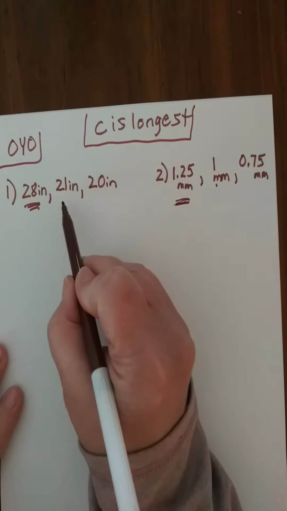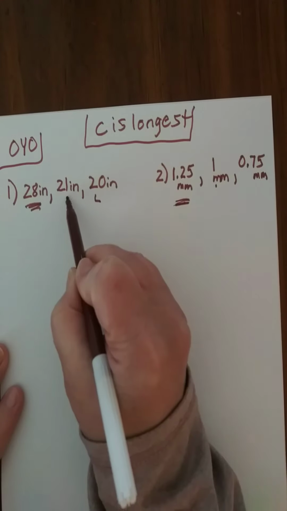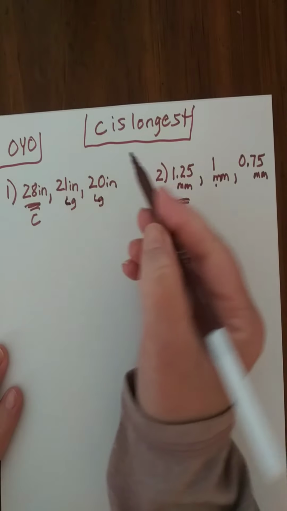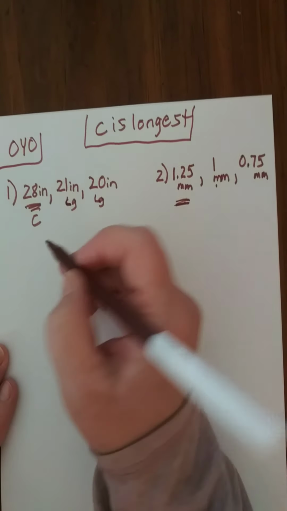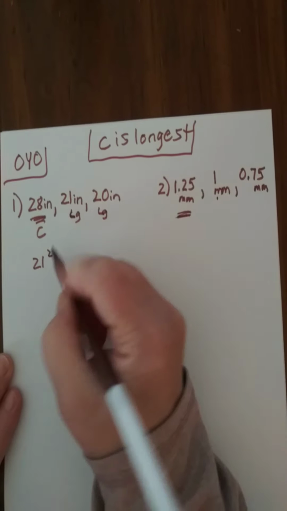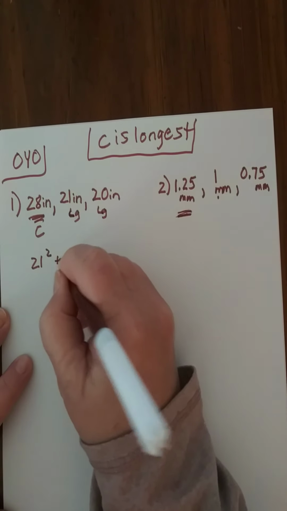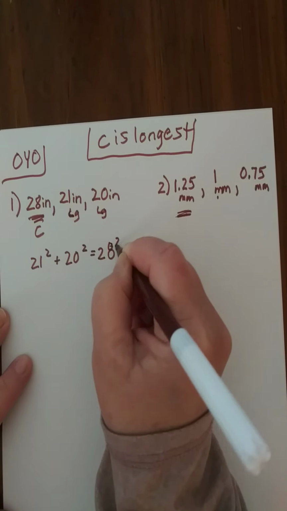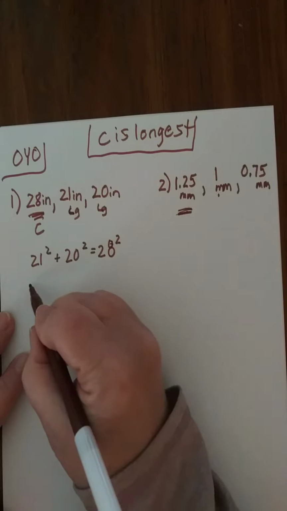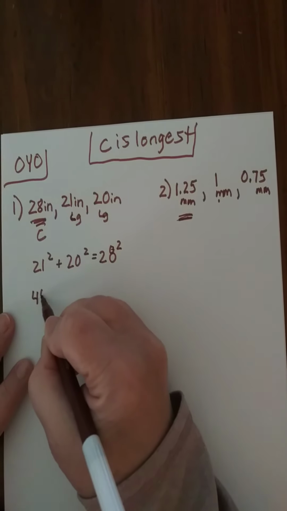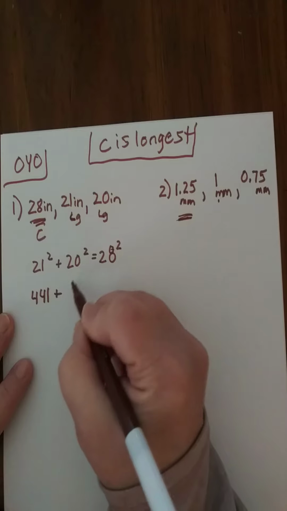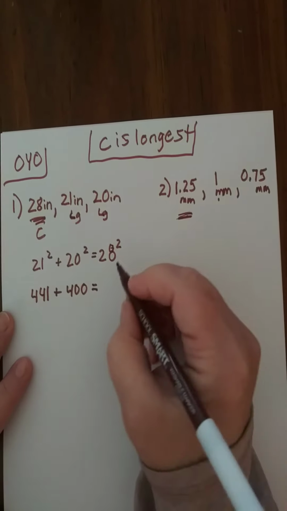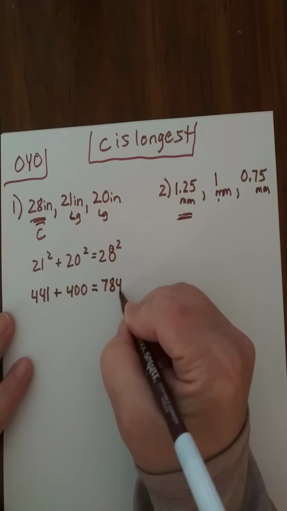So the first one, we're going to use this as a leg, this as a leg. These two are legs, and this is my C. And it doesn't matter which number you use for A or B, they're interchangeable. So we have 21 squared plus 20 squared equals 28 squared. So we're going to test this and see if it works. 21 squared equals 441. 20 squared equals 400. And 28 squared equals 784.